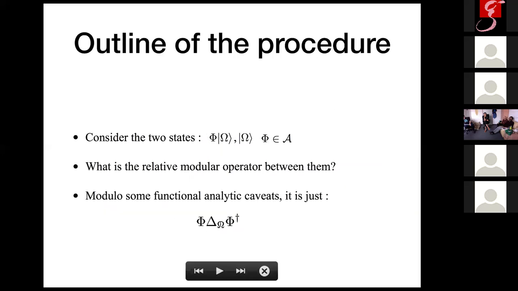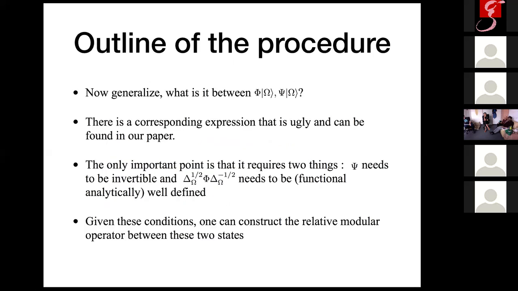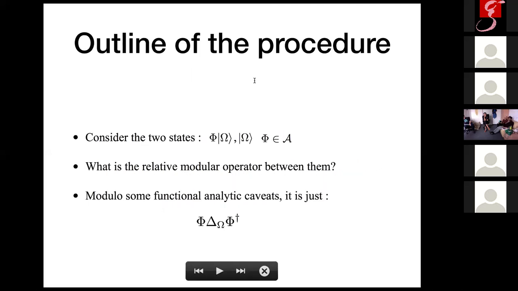And this is delta. Delta is the modular operator of omega, and phi is the operator that creates the second state. There are certain caveats that I'm not going to go into in detail, but yes, there are some. So this is the answer for this simple case.